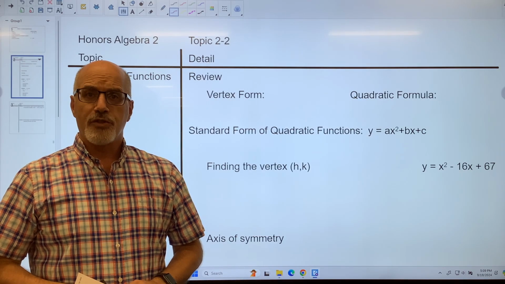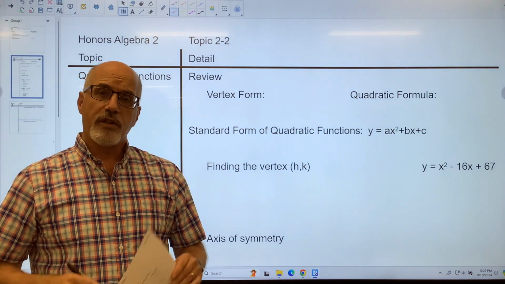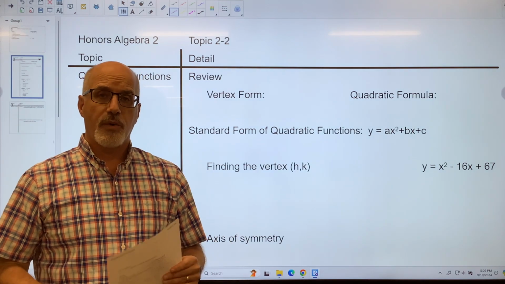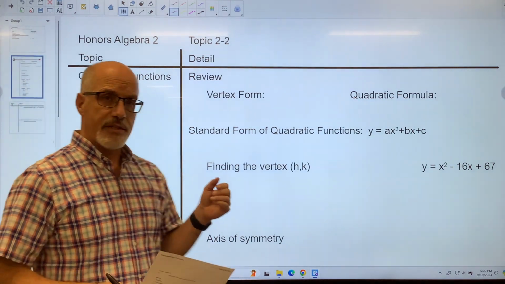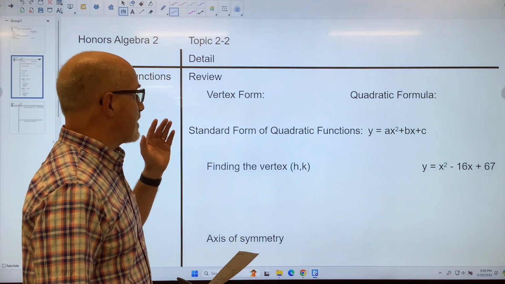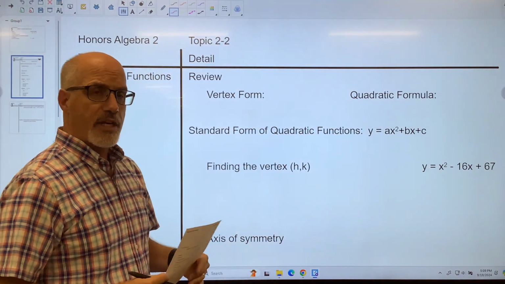This lesson concerns quadratic functions. We've already looked at the vertex form of a quadratic function. Now we want to look at the standard form of it. So let's take a look, just to review the vertex form.